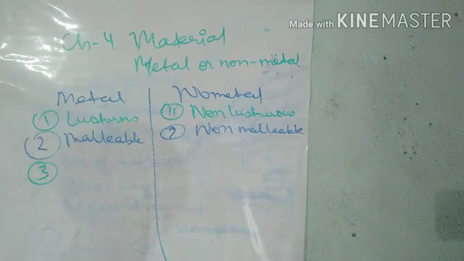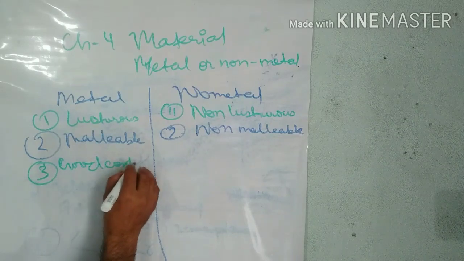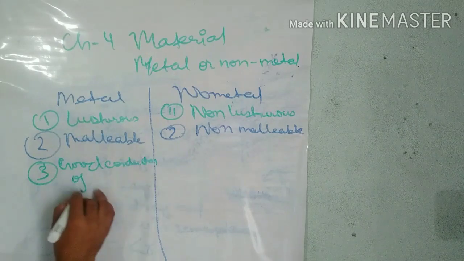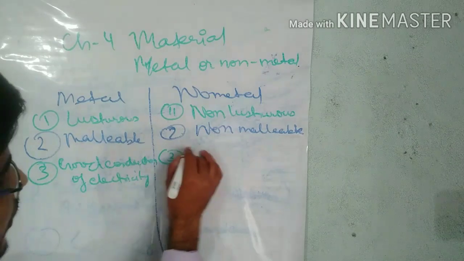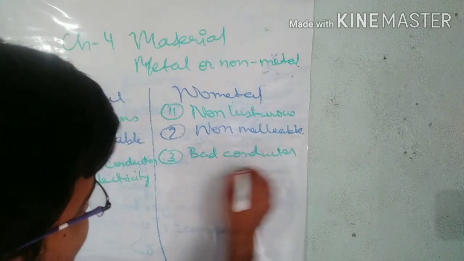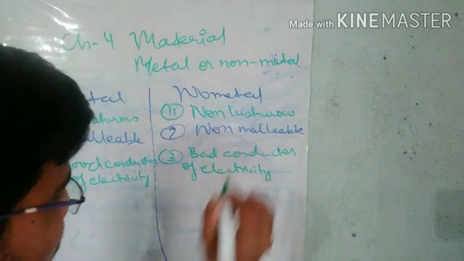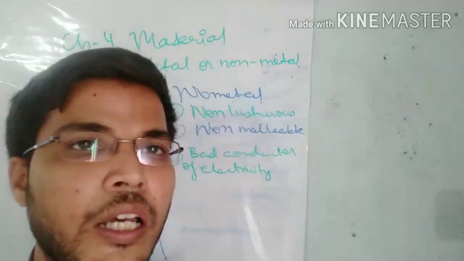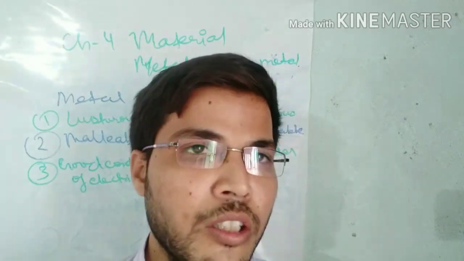The third property is that metals are good conductors of electricity. That means that electricity can pass through metals. You can see metal wires like copper and tin wires, whereas non-metals are bad conductors of electricity. It does not allow electricity to pass through it. That is why the utensil handles are made up of non-metal. In the same way, the handles of appliances are also made up of non-metal.